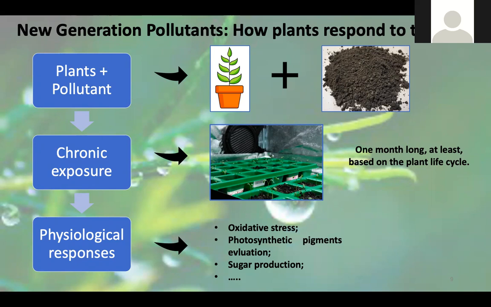For example, we are able to evaluate oxidative stress, because when a plant is subjected to stress, it is able to produce a lot of reactive oxygen species, which in turn are counteracted by antioxidant compounds. Then also we can evaluate the photosynthetic pigment production, also sugar production, because they are related with photosynthesis, because as you know, the final product of photosynthesis is carbon.